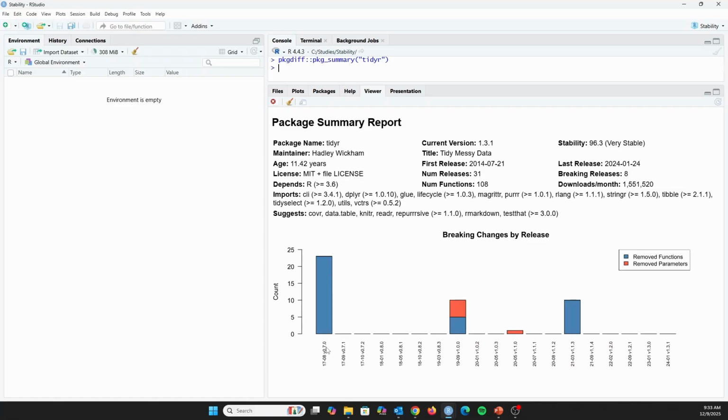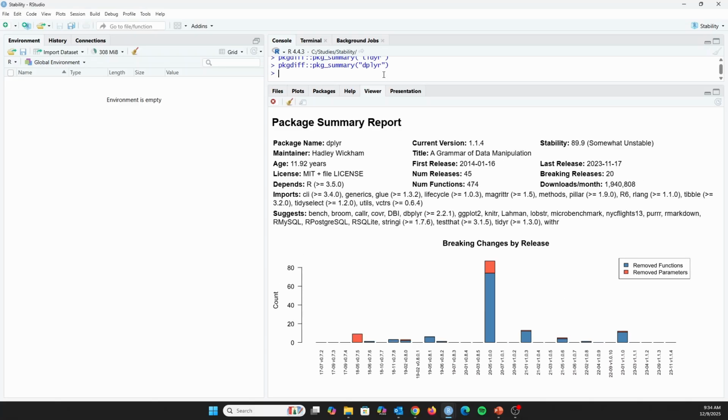What this chart is showing us is the last 10 years. And so this 23 functions removed is either aged out of the system or about to age out of the stability score. Let's look at one more package, probably the one that everyone is interested in. This is dplyr, and anyone who's used this package knows that it's had some breaking changes.